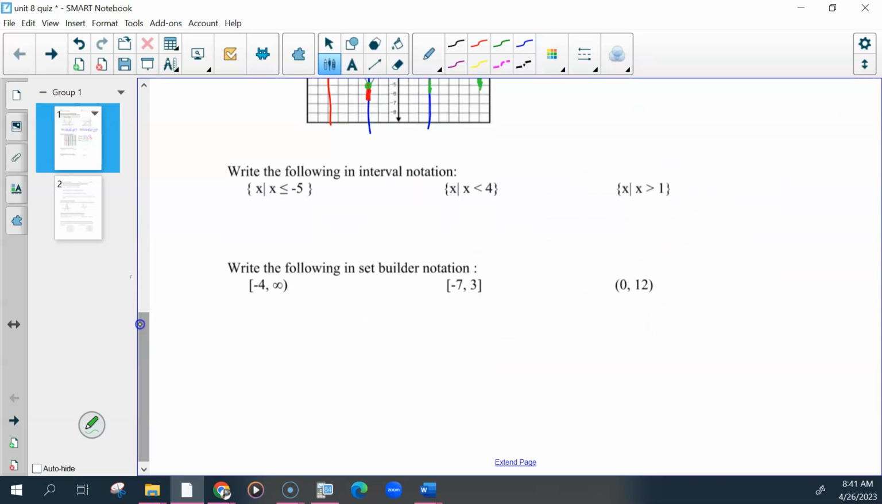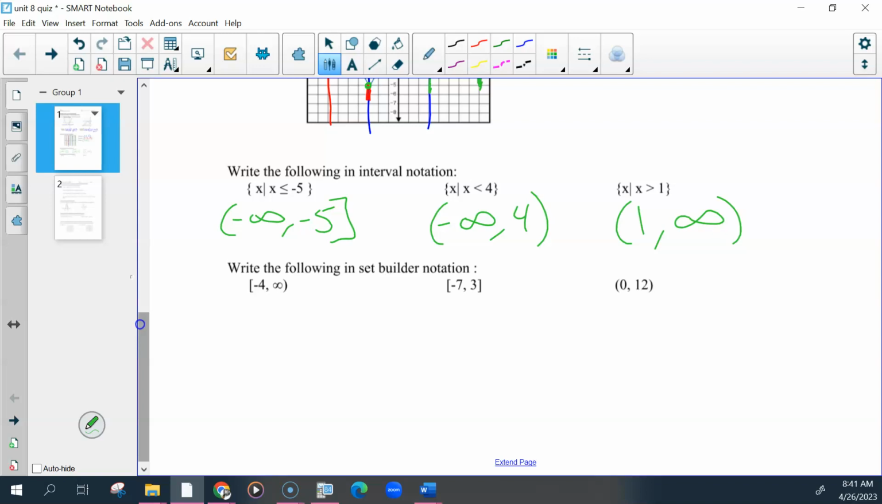And then these, writing in interval notation, if it's less than or equal to negative 5, it's going to start at negative infinity and end at negative 5. It was a less than or equal to, so bracket. This one should start off the same way since it's also a less than. So start off at negative infinity but end at 4, but it's not an equal to, so parentheses. And then the other one is switched. It's greater than 1, so it has to start at 1 and end at infinity.